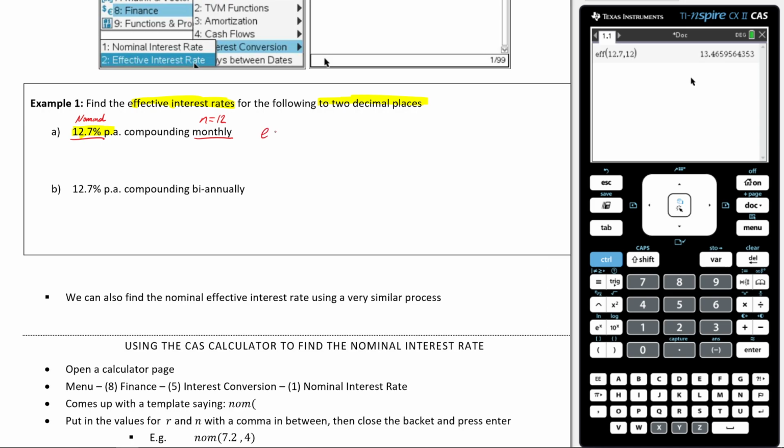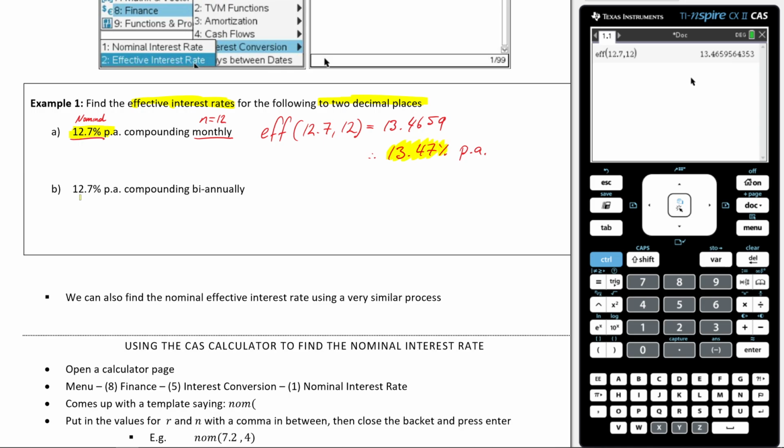So when you do refer back to your notes, it's very easy to see what you've done. We went effective, then we put in the nominal interest rate, the compounding period, and what we got out was 13.4659. And that's going to end up being, once we round to 2 decimal places, 13.47% per annum. And that is my effective interest rate. And remember, the effective interest rate is taking into account the compounding periods, and that's why it's bigger than what we started with there.